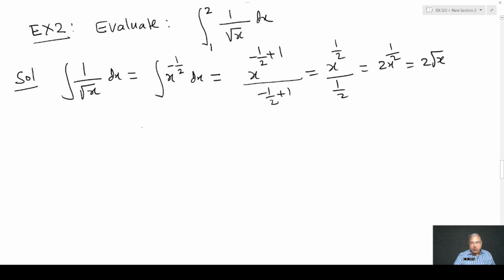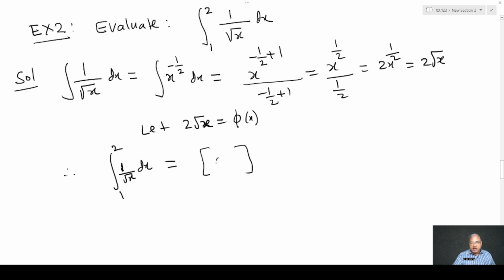Now step 1 is over. Let 2 root x equals to phi of x. Therefore, integration of 1 upon root x with respect to x for limit 1 to 2 equals to, here we write the box, inside the box we write phi of x and write down lower limit here and upper limit here, that is equals to phi of 2 minus phi of 1.